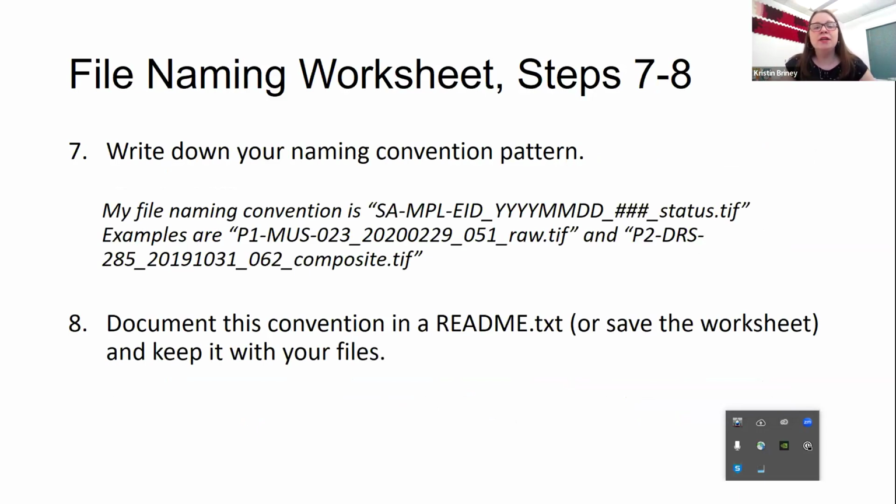It's P1-MUS-023_2020-0229_51_raw. So this is project 1, mouse number 23. The image was taken on leap day of 2020, image number 51, and this is the image that came off the microscope. So I just told you a whole bunch of information about that image from this maybe 20 to 30 character file name.